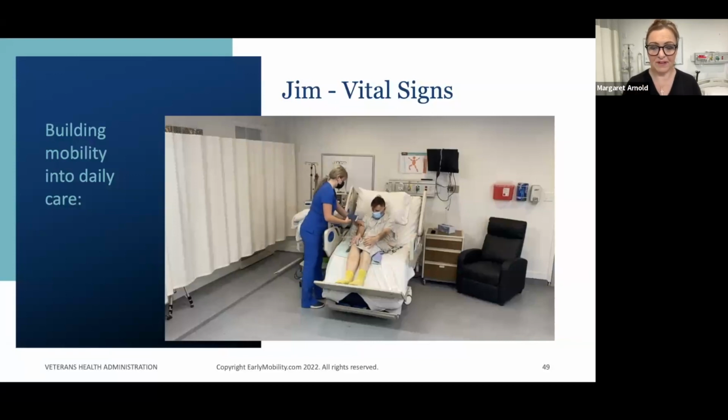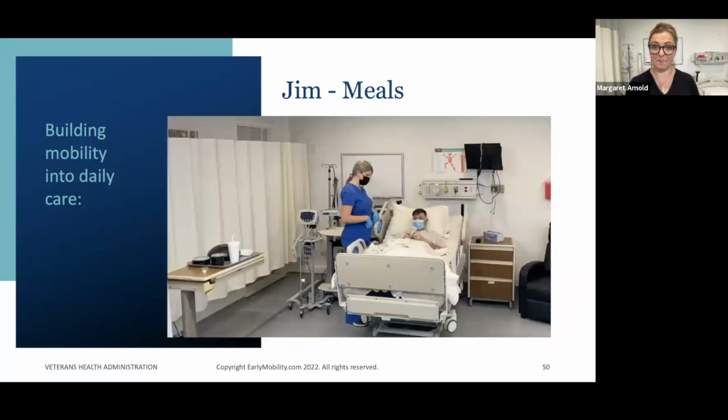This is mobility. He's holding his core up. This is going to strengthen him. So if your bed goes into chair position, use this to have your patient perform mobility. What about meals?